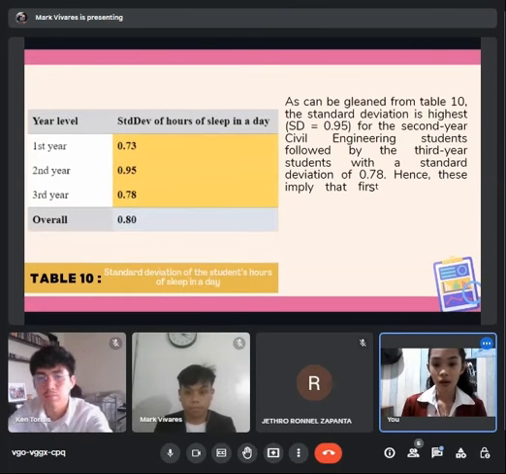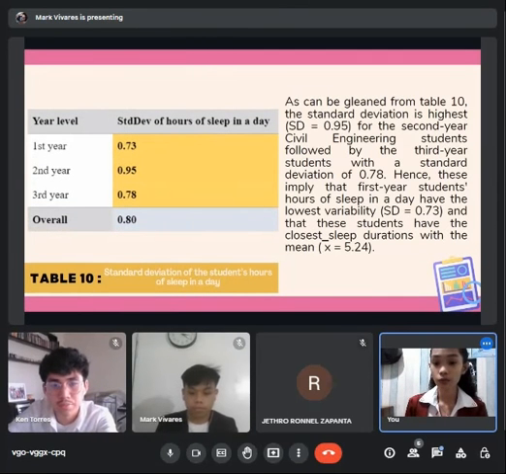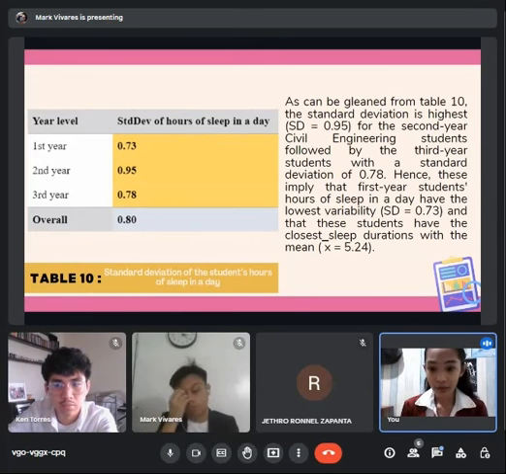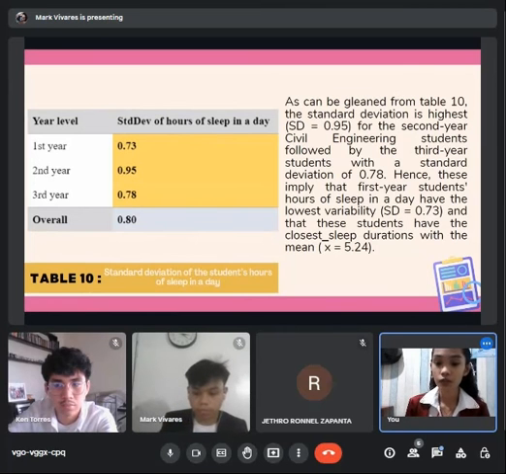Now, having the same goal but in terms of per year level, we utilize the same statistical tool. And as can be gleaned from Table 10, the standard deviation is highest for the second year students, having 0.95, followed by the third year having 0.78 and 0.73 for the first year, which is the lowest. This implicates that the first year students have the closest sleep duration to the average.